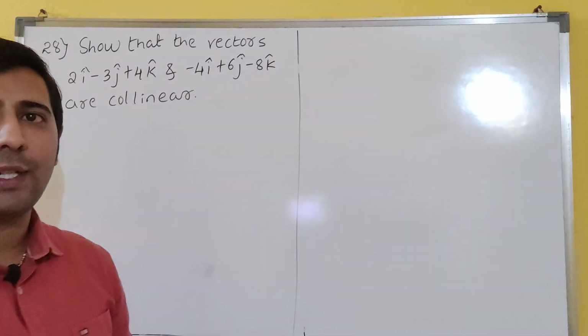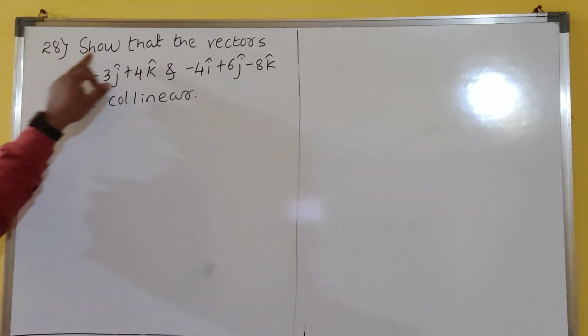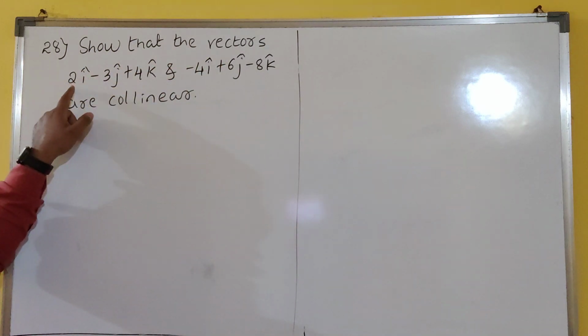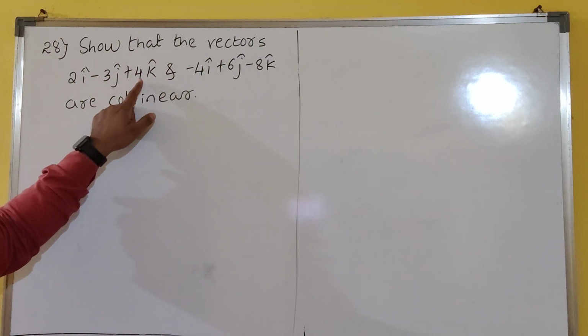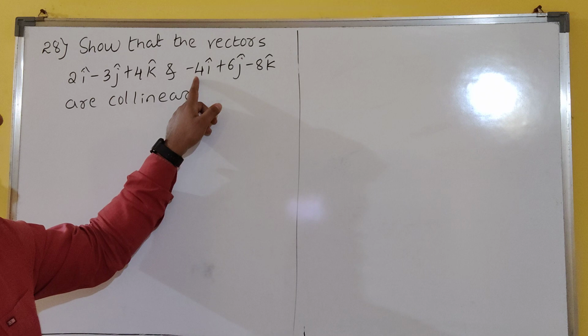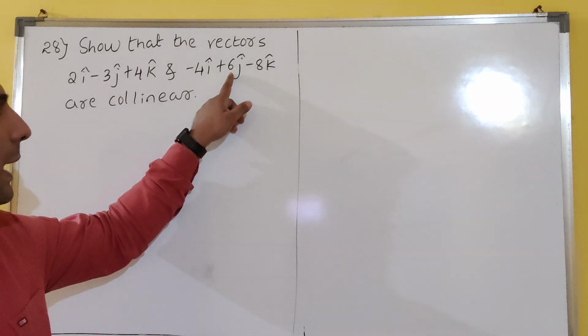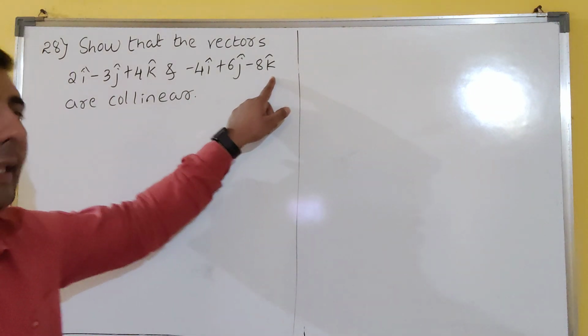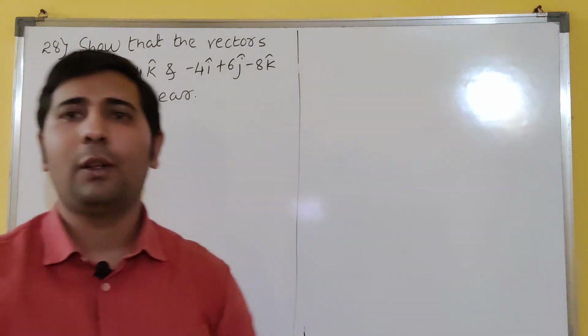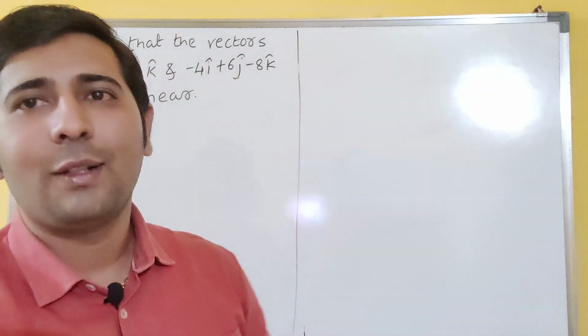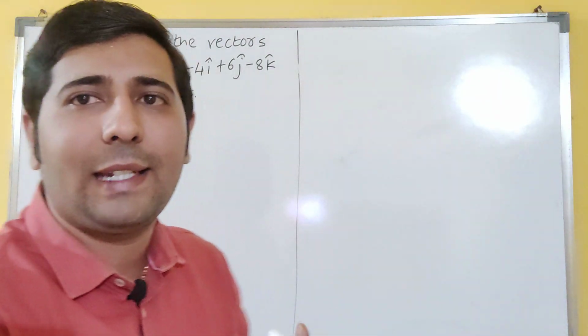Let us see the next question, dear students. Question number 28. Show that the vectors 2i cap minus 3j cap plus 4k cap and minus 4i cap plus 6j cap minus 8k cap are collinear. Collinear means you already know. Collinear means what? These are parallel, dear students.